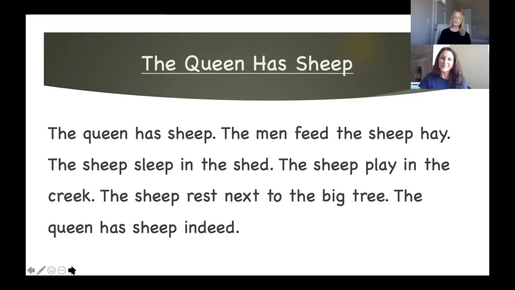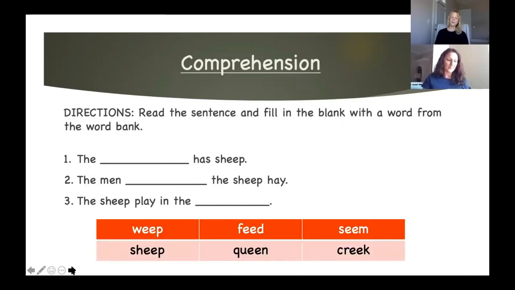Okay. Good. I want to know why creek has a K at the end for the K sound and not CK. Well, because CK only follows a short vowel sound and EE is a long vowel sound. Nice job. Do you see how you can review with your student in this passage? Perfect way to do that. Okay, I've got some comprehension questions for you. Go ahead and read the words in the word bank. Okay. Weep, feed, theme, sheep, queen, creek.